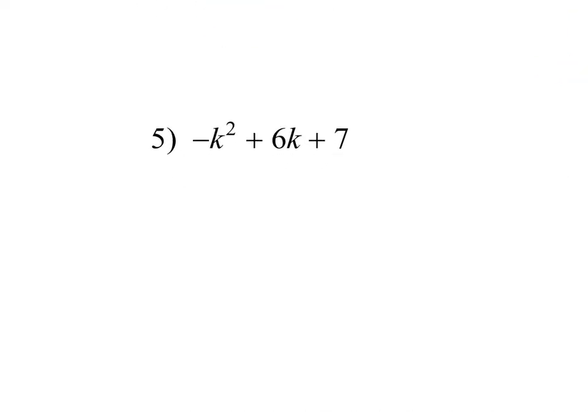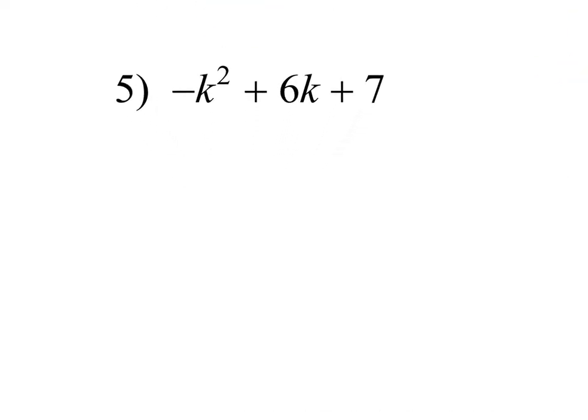So let's look at number 5. What do we do first now that we have a negative out in front? We pull out the negative 1 and we change the sign of everything on the inside. So we have k squared first. What do we have next? Minus 6k and then minus 7.